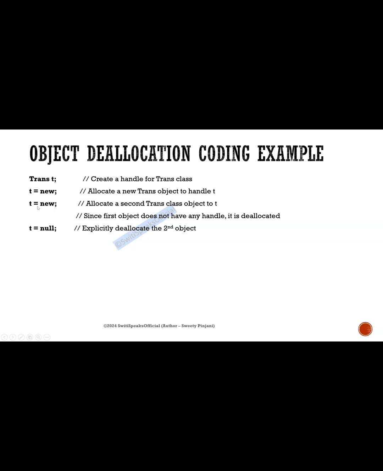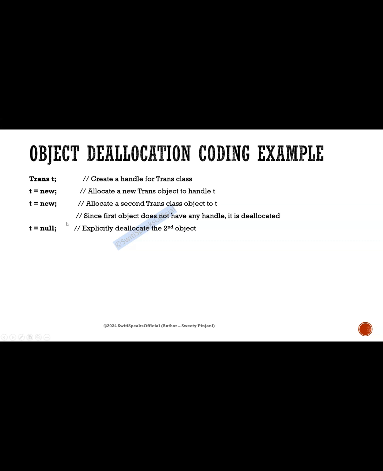Now, when you are again doing T equal to new, the second transaction class object is assigned to the handle. When the second class object is assigned, the first class object does not have any handle. This first object will not have any handle and it will be deallocated, because at one time one handle can point to only one object. One handle can't point to multiple objects, only one object. So when you are allocating it a second object, the first object will not have any handle and it will be deallocated from the memory automatically.